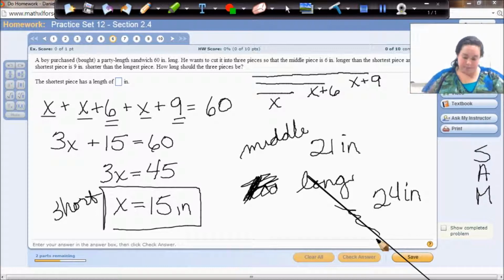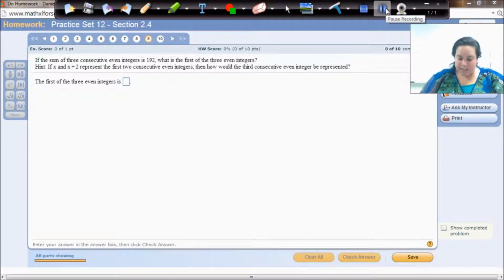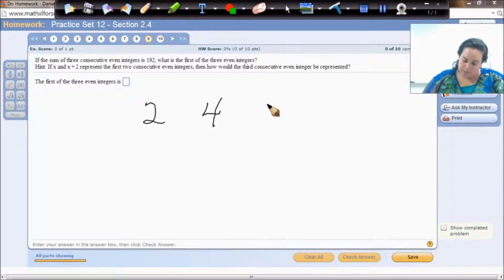Okay, let's move on then to number 9. If the sum of 3 consecutive even integers is 192, what is the first of the 3 even integers? Okay, so if we want consecutive even integers, let's say our first one is 2. And our second one, if they're consecutive even integers, would be 4 and our next one would be 6. But let's say we're representing this with a variable. Okay, so x would be the first one. What's the second one going to be? If the first one is x and x is 2, then to get the next one, we have to skip 2 more, right? We have to have x plus 2.